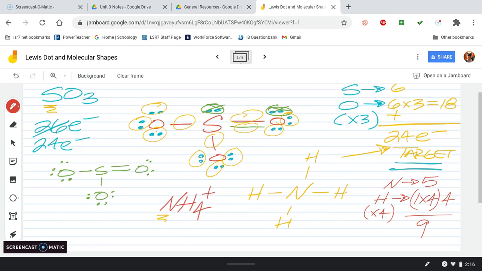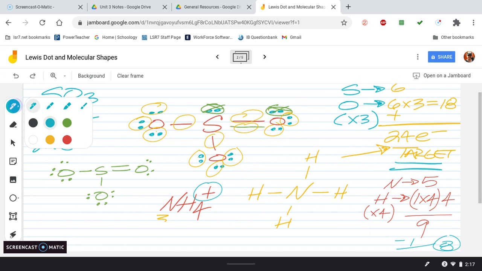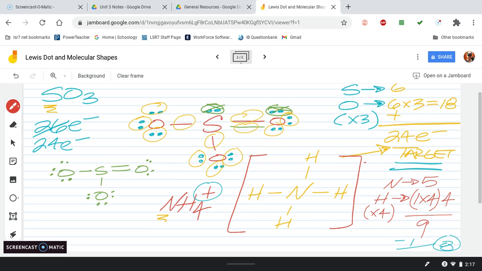So that's 9. But you have a plus sign. That plus sign means you actually have to take 1 away. We do the opposite. So minus 1, 9 minus 1 is 8. Well, what do we have here? 2, 4, 6, 8. Boom, perfect. You don't have to add any bonds. It works. But what you do have to do is put a bracket around it and put the charge on the outside. So if you have a charge, you have to put a bracket around it and put the charge on the outside. That's only if it has a charge. So like this and a plus 1.